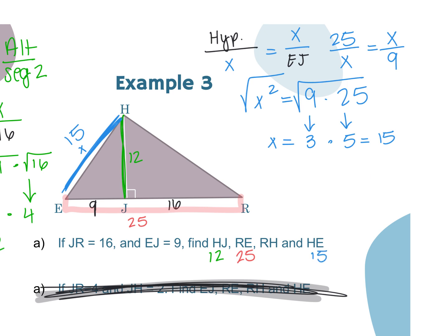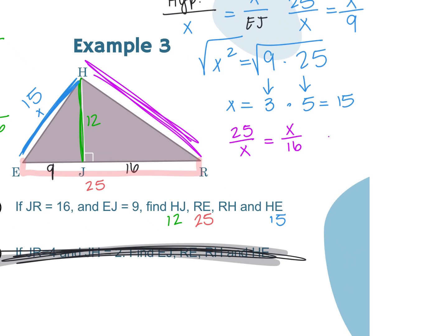Now I have to do my last remaining side, HR. So I'm still doing something similar. I'm still using 25 over x because I'm trying to find that leg. And I'm still writing x over, but instead of writing 9, what do you think I'm going to write it over? 16, because I'm using a different triangle. So it's not that it's a confusing formula to use, but you just have to remember which ones you're solving for. So setting it up the same way, I'm going to have x squared equals 25 times 16.